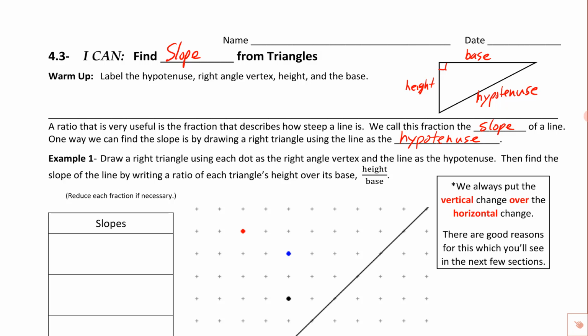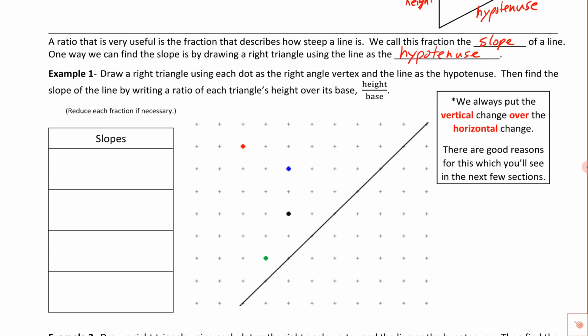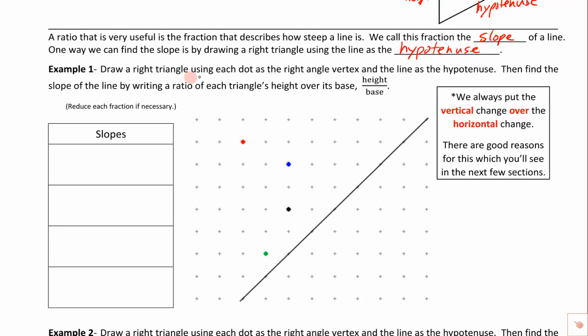So here's example one. I'm going to slide this down. Okay, keep that picture in mind right there. And it says, draw a right triangle using each dot as the right angle vertex and the line as a hypotenuse. Then find the slope of the line by writing the ratio of each triangle's height over its base. So we're going to put the height on the top and the base on the bottom. And it says reduce each fraction as necessary. So you'll notice that I've got different colored dots right here.